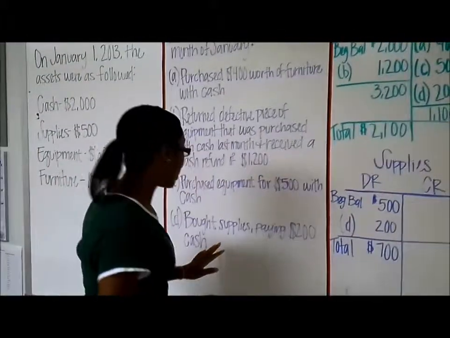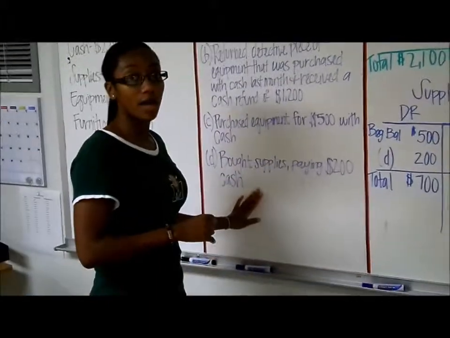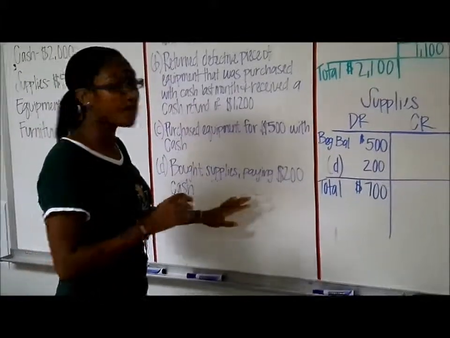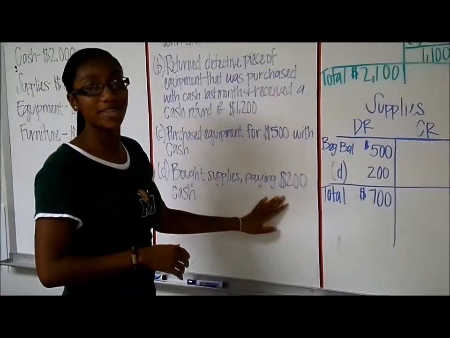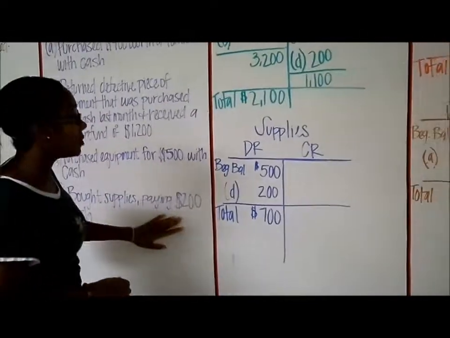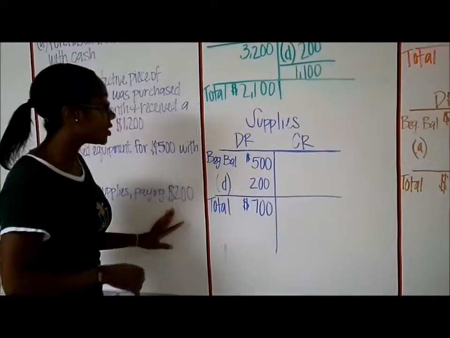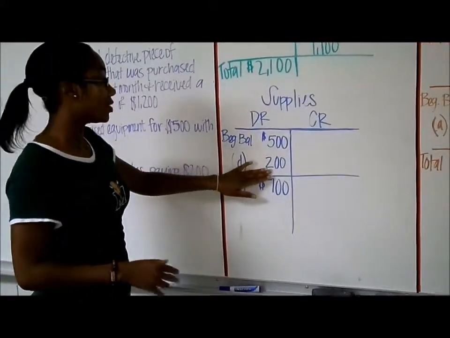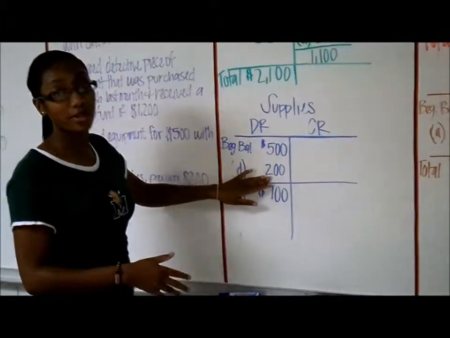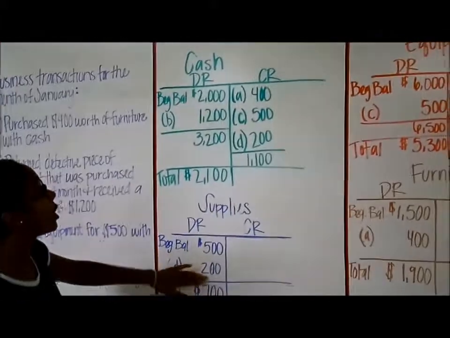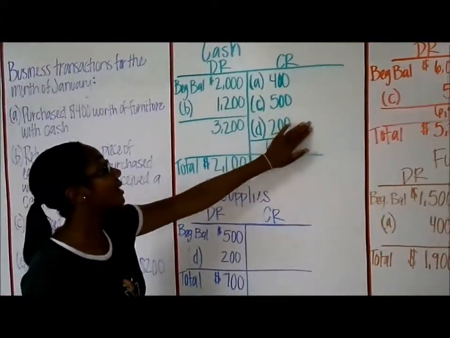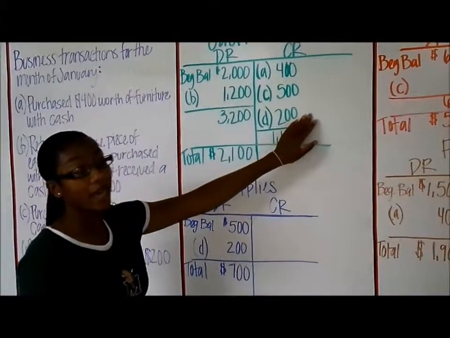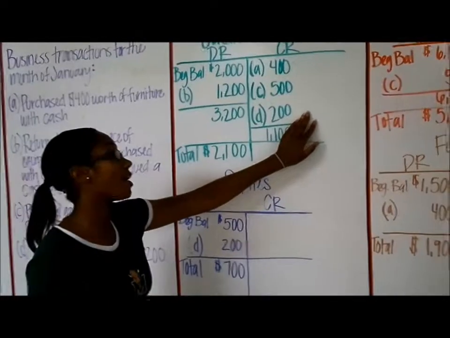Now the last transaction is you bought supplies for $200. So for this transaction, you would debit supplies for $200 because you're increasing your account because you bought more. And you would credit cash for $200 because you paid for the supplies in cash.